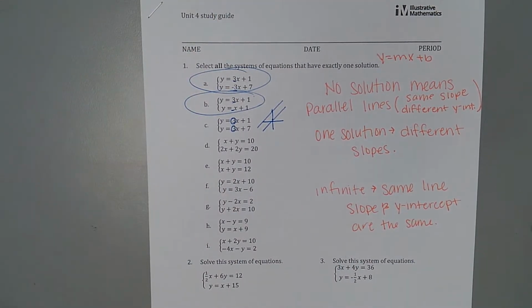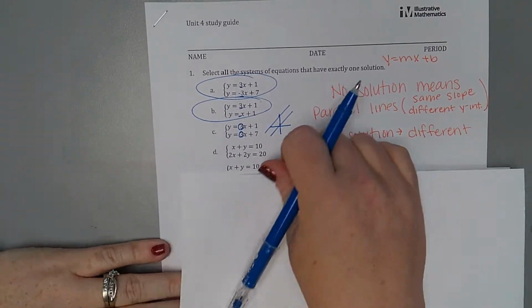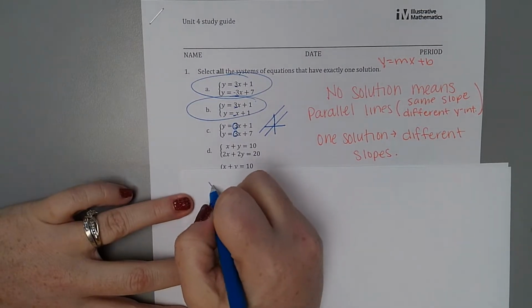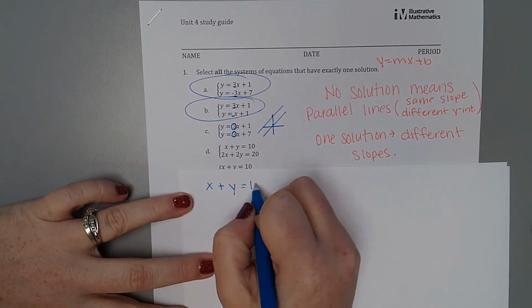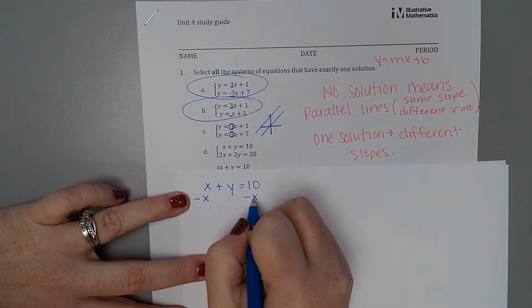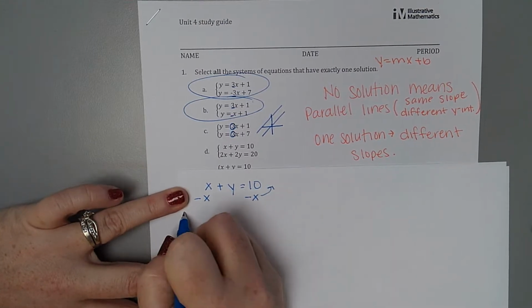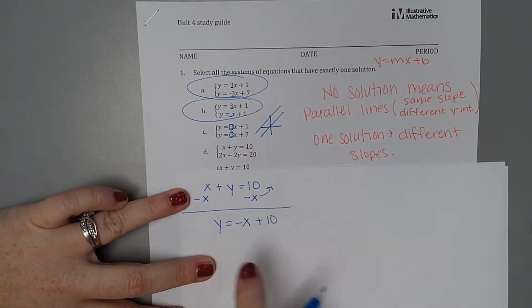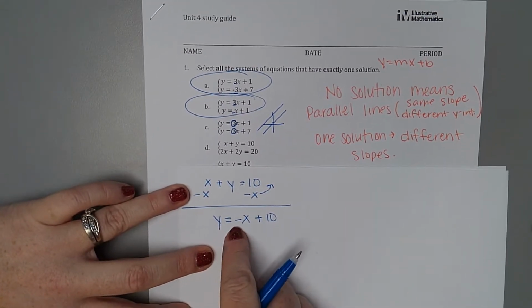They are not in slope-intercept form, so I do need to do some math. I need to move some numbers around. I need them both in slope-intercept form. I have x plus y equals 10. Well, I need x on the other side. I can't minus my x from my 10. Y equals, I have a negative x plus 10. So I have a negative x slope.